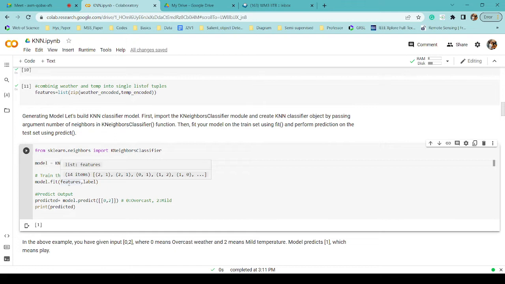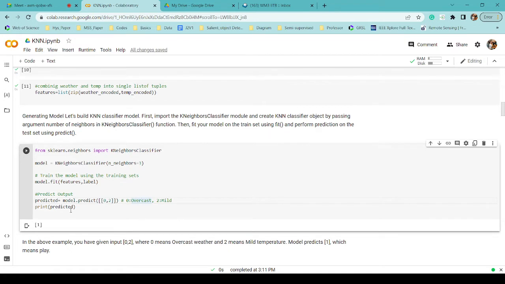We need to see if I'm giving some random input, whether it is able to predict the output or not, with some numbers that have not already been put in as data. So for predicting, I'm taking 0 and 2. 0 is my overcast, what was it? Weather. And 2 is for mild, what is it? My temperature. So there were two features, right? Weather and temperature. So 0 is for weather and 2 is for temperature.